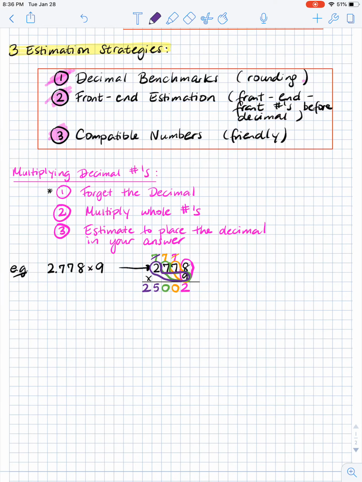Now, again, the more traditional way of multiplication where you're just taking the diagonals and carrying your digits over. Now, we've forgotten the decimal, right? So we've done that. We've multiplied it as whole numbers. Now, the third step is to estimate to place the decimal in your answer.